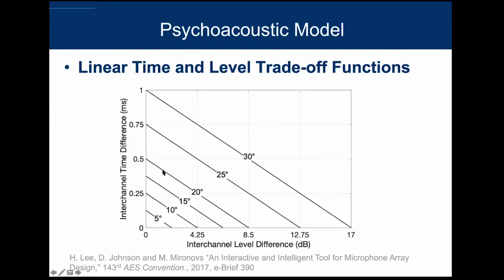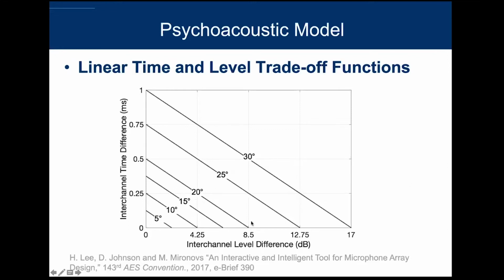In the previous plot, we saw that if you want to shift the image by 20 degrees, you need either 8.5 dB or 0.5 millisecond. But if you combine these two values somewhere on this line, for example 4.25 dB combined with 0.25 millisecond, you can also achieve the same image shift. But of course, the perceived spatial characteristics will change. This is what you can hear using the MARRS app as well.